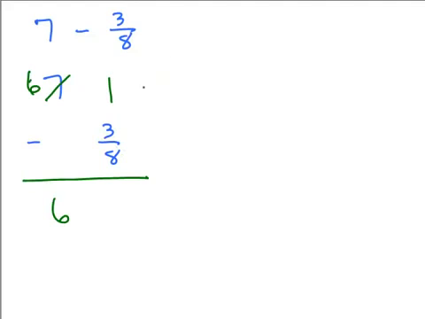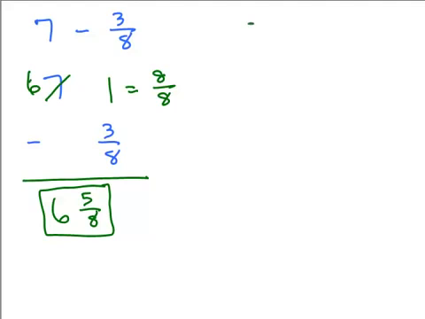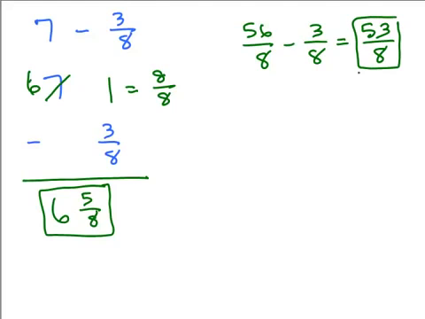And then I have to do 1 minus 3/8, and here we go again. How would I do 1 minus 3/8? I could change that 1 to a fraction with the same denominator. So 1 is really the same thing as 8/8. And now I can go ahead and subtract. 8/8 minus 3/8 is 5/8. Notice I get the same answer as when I did it this other way. 56/8 minus 3/8, and I got 53/8, and then I changed it to the mixed number.